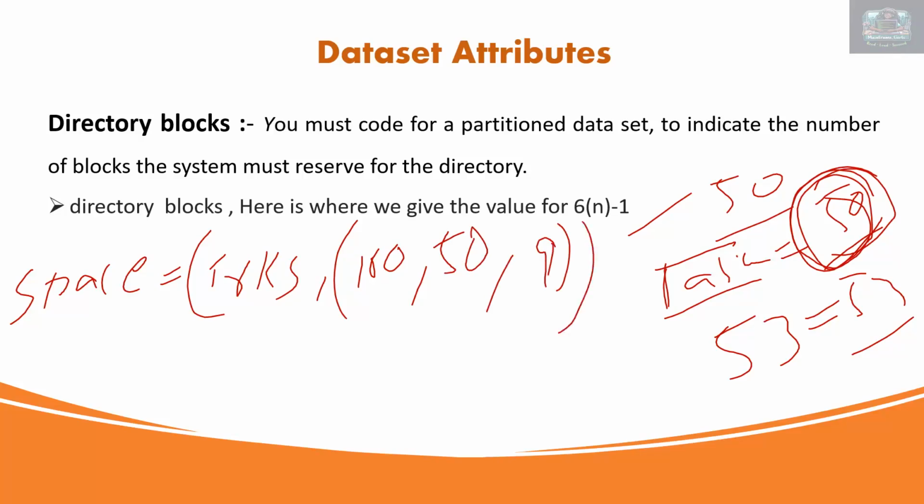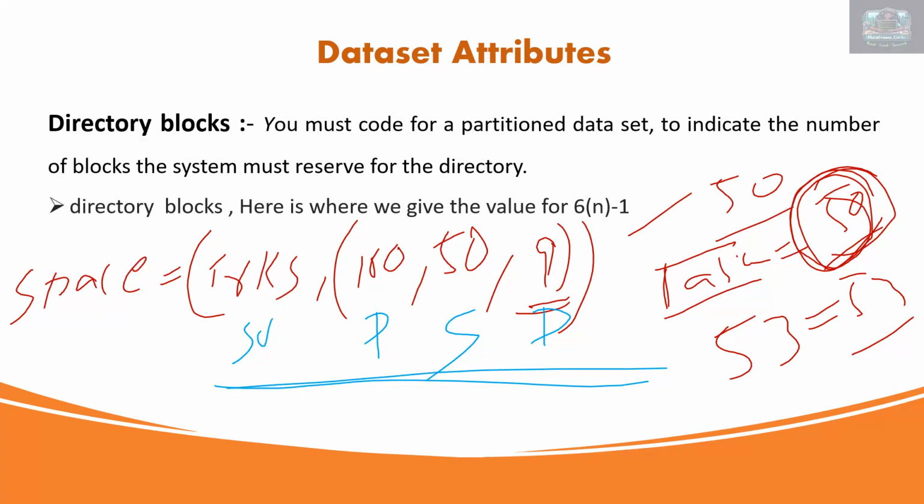So this is the third parameter where you give 9. This is directory block, this is secondary quantity, this is primary quantity, this is space unit. That's how you specify it in code, and while you're creating through a panel, where it says directory blocks, you give 9, saying that I need 50.